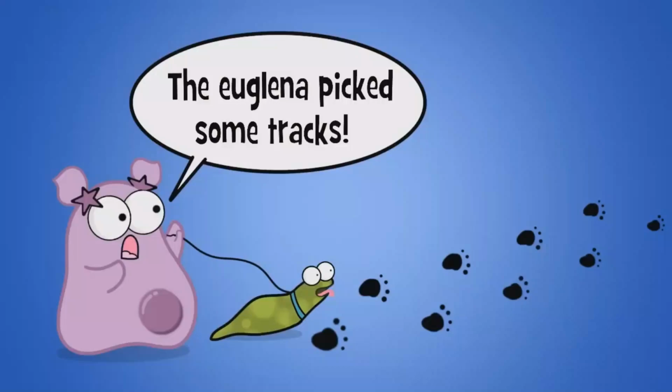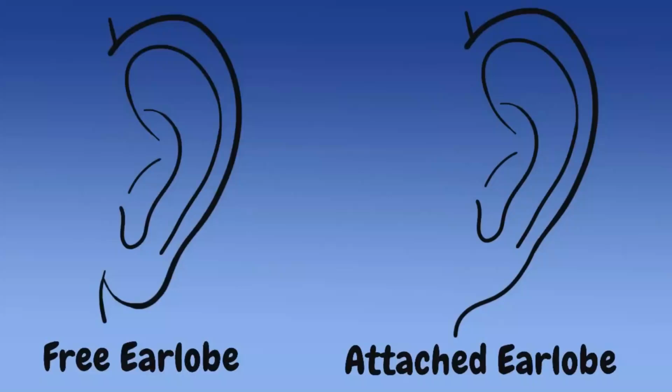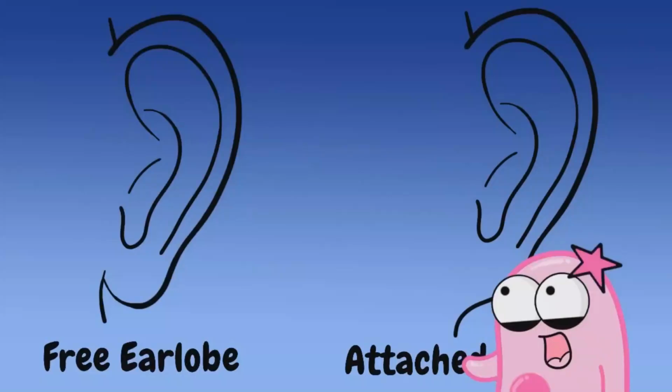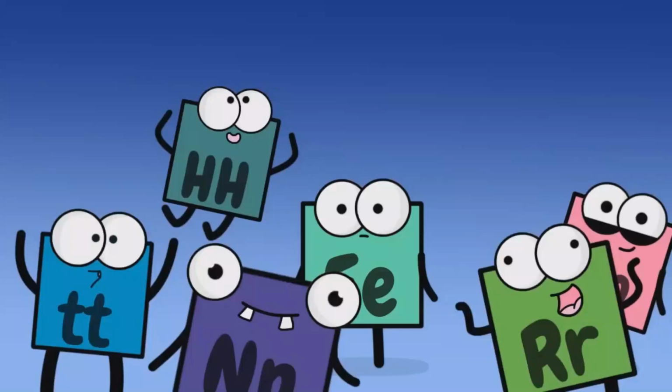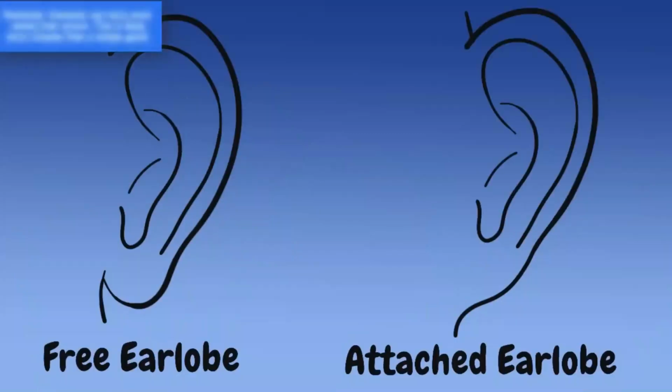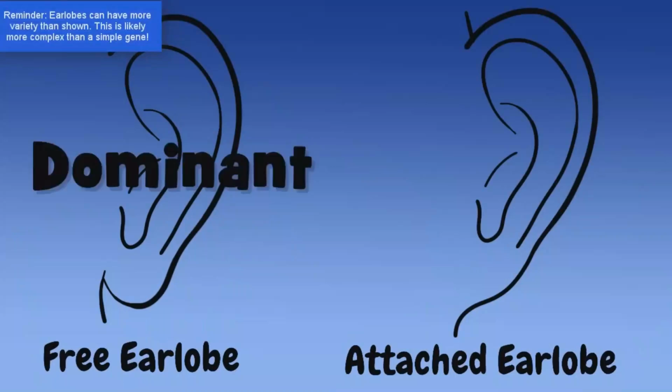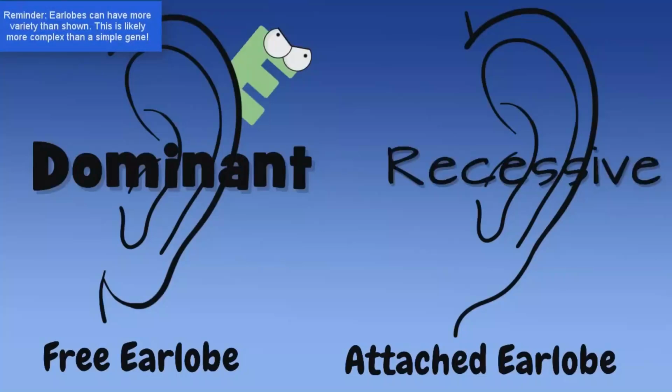So what is the trait we're tracking? Attached earlobes. Yes, you might not realize it, but look around and you'll see that humans have free or attached earlobes. Although we want to point out that there may be more than just these 2 categories for earlobes. And while this example is used often in basic genetics, there's probably more to this than just one simple gene. For our example, let's assume a simple gene trait, and that free earlobes is dominant, meaning at least one dominant allele must be around. Attached earlobes is recessive, showing when no dominant allele is present.